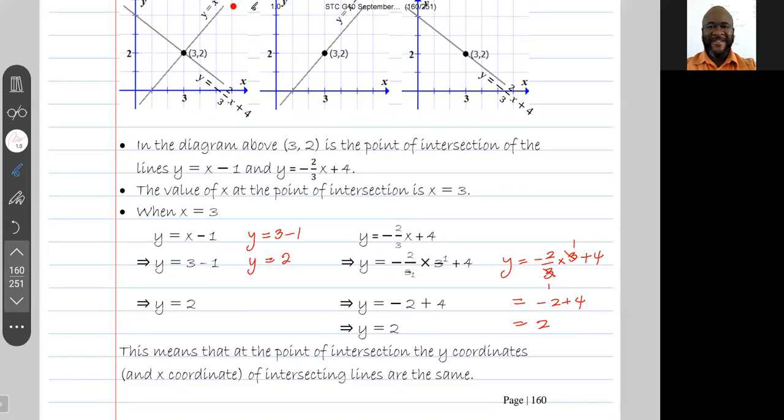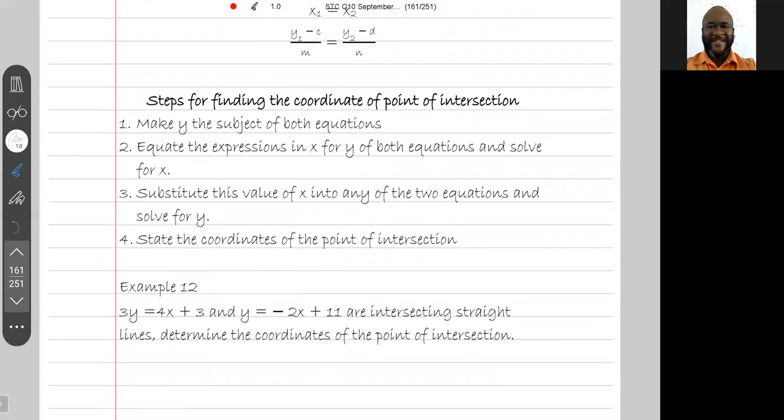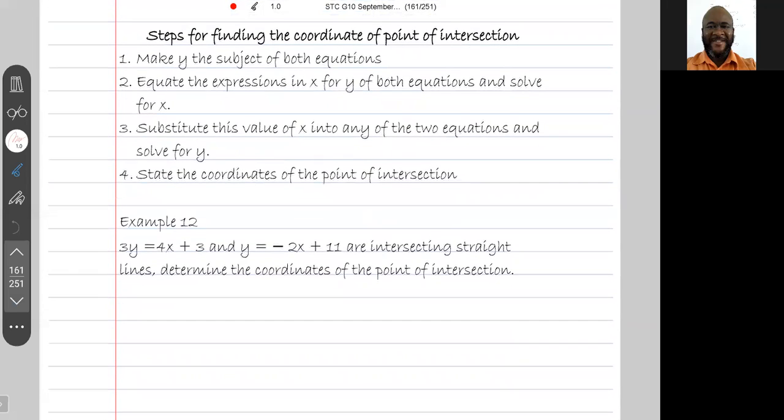So what we are seeing here, at the bottom, this means that at the point of intersection, the y coordinates of intersecting lines are the same. And this only occurs at the point of intersection. At the point of intersection, the y for two graphs that intersect are the same. And this only occurs at the point of intersection. So I'm going to use that knowledge now to determine the point of intersection of two lines.